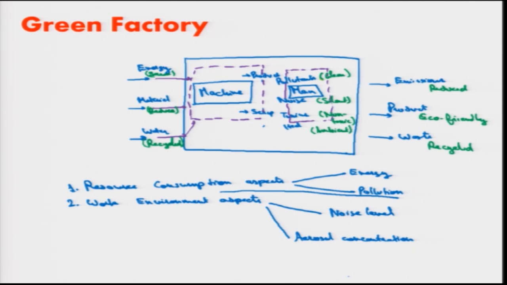Firm owners are liable to provide a safe and healthy environment, that is why work environment aspects are taken into account, and energy and pollution reduction is already discussed. In energy saving, when we talk about machining energy, it is something like this. The power is here, the power input to a machine, and there is some fixed amount of energy that is consumed. So this can be divided into two parts.